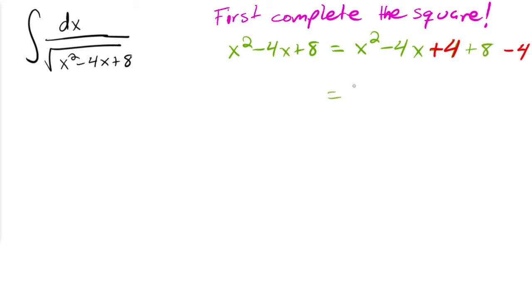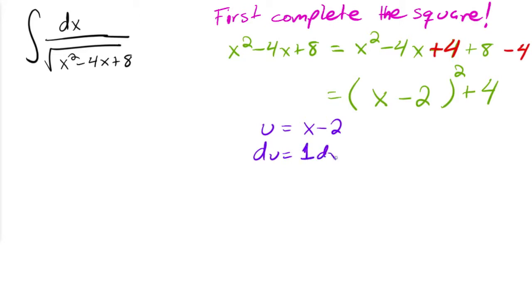So then this x squared minus 4x plus 4, that's a perfect square. So that's just going to be x minus 2 squared. And then plus, when you combine the 8 and the 4, you get 4. So then you do a substitution. You go, okay, well, let's let u be x minus 2. And then du is going to equal 1 dx.